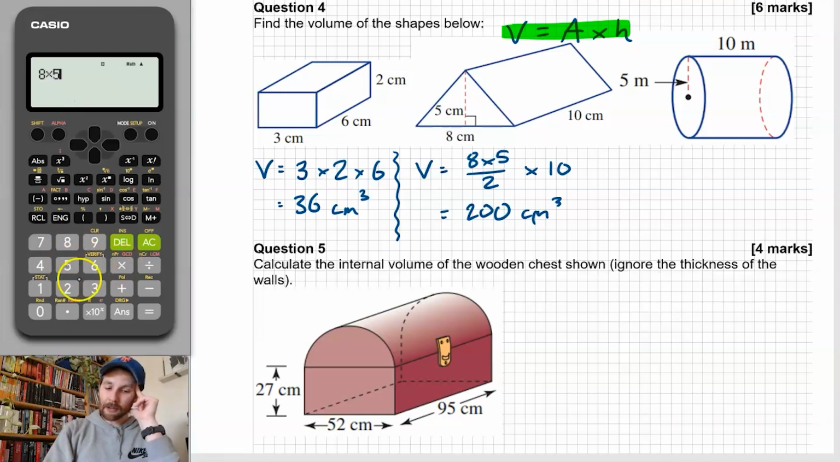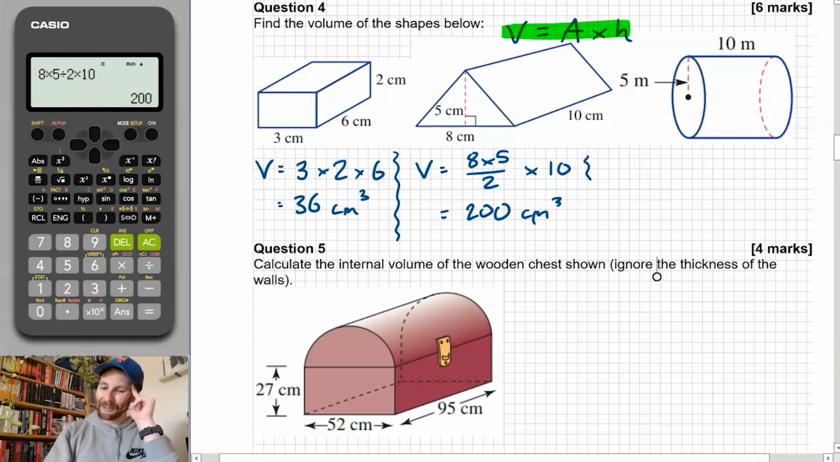And you can check it on your calculator just to make sure you're not having a little moment. Yeah, very good. Always worth checking, even if you're pretty sure.